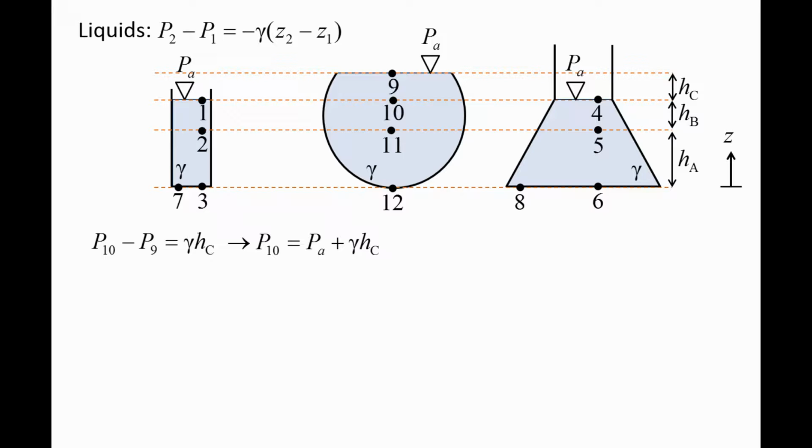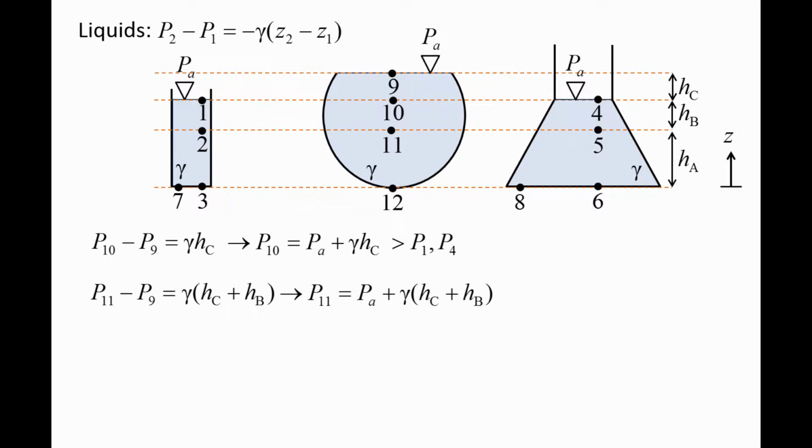Notice that although P1, P10, and P4 are at the same elevation, P10 is greater than P1 and P4 because it is at a greater depth from the surface. To find the pressure at point 11, we use the equation P11 minus P9 equals gamma times the quantity Hc plus Hb. Rearranging the equation and plugging in PA for P9, we have P11 is equal to PA plus gamma times the quantity Hc plus Hb. The pressure at point 11 is greater than the pressures at point 2 and point 5, even though all 3 points are at the same elevation.